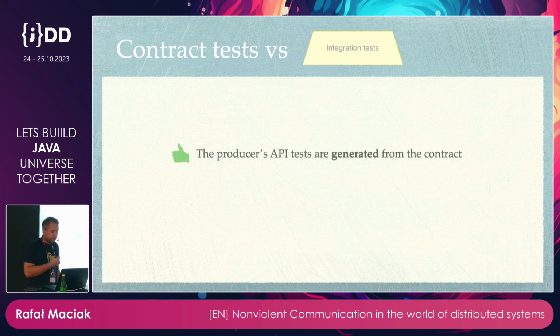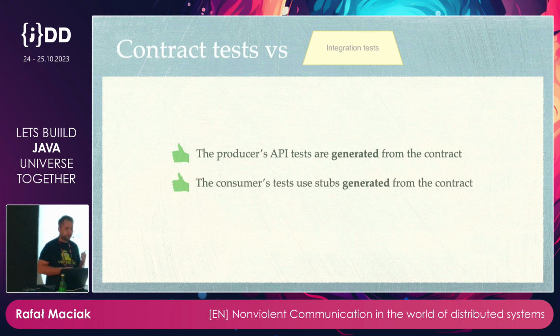So, let's see how it works. Usually, maybe not all, but usually the frameworks for contract testing, they generate the tests for the producer side from the contract. So we don't need to implement them. We just define the contract, and the tests are generated from it, and they ensure that our producer API works according to contract.